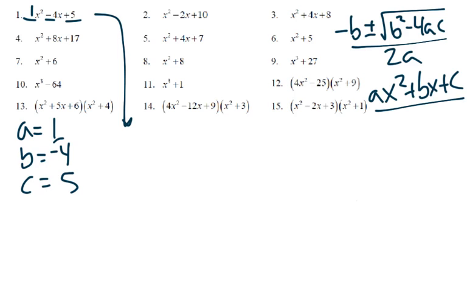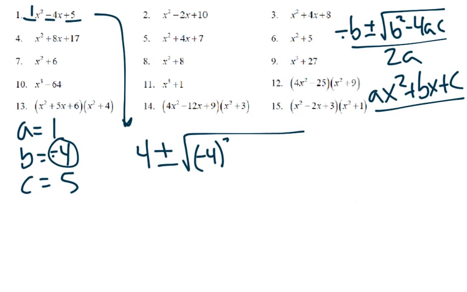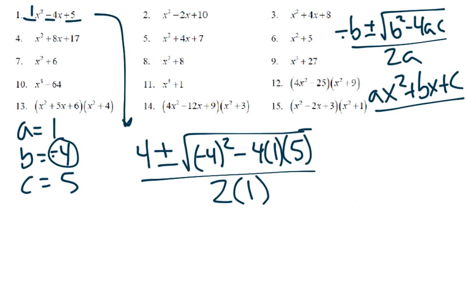So then we just go the opposite of b, so that would be a positive b, because a negative and a negative make a positive, plus or minus the square root of negative 4 squared, which would also be positive, minus 4 times a times c, over 2 times a. Then we would simplify that.